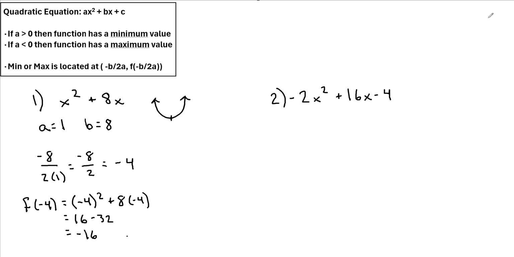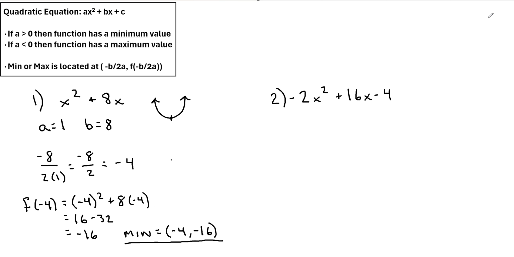So we would say that the minimum value of this quadratic equation is located at, the x-coordinate is negative 4, and the y-coordinate is negative 16. That will be the minimum point of our quadratic equation.